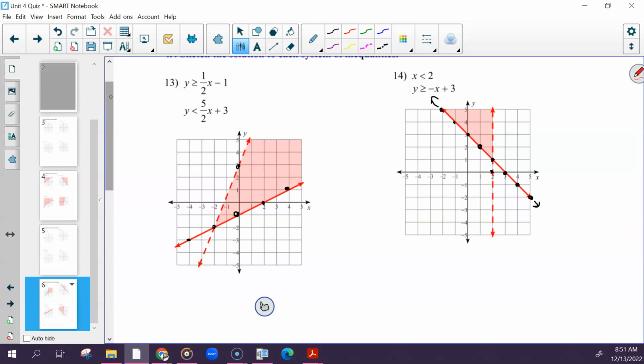For 14, some of you got this right, some of you didn't, but this should have been a vertical line. So a vertical line that was dashed, and then your other line was solid, and then this should have been the overlapping shaded area. Questions on either of those two?